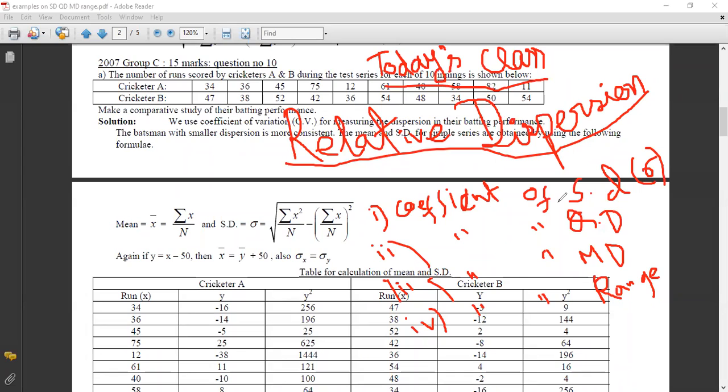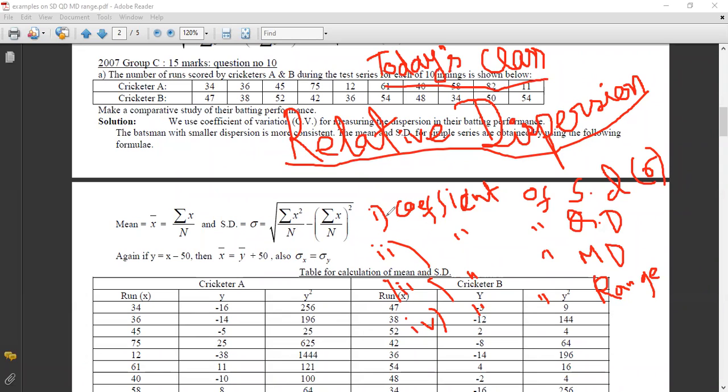Obviously, the coefficient of SD relates with the standard deviation technique. Coefficient of QD relates with the quartile deviation technique. Coefficient of MD relates with the mean deviation technique. And coefficient of range relates with the range finding technique.